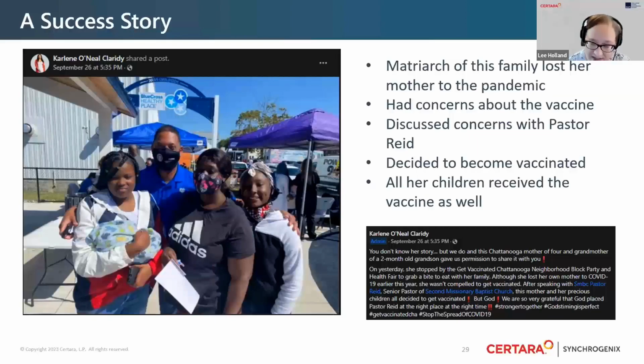And so he was able to sit down and speak with this matriarch and was able to explain things to her in a way that she was comfortable with getting the vaccine, and all of her children received the vaccine as well. This is a great example of the ripples of health literacy. Pastor Reed was health literate about this topic, and he was able to share it with his family, and then the mom convinced the children. So this is one of the ripples that we're talking about. This is what we want.